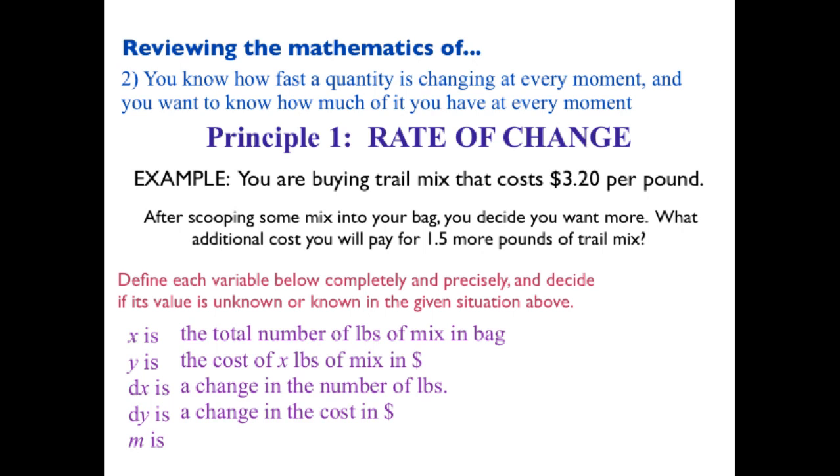All right, what about m? What's kind of implied by m here? Somebody, how about in the back? Okay, so yeah, the rate of change of... so it's the rate of change of what? Cost with respect to number of pounds, and that was given at $3.20 a pound.